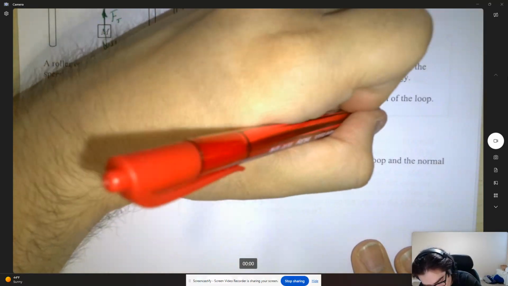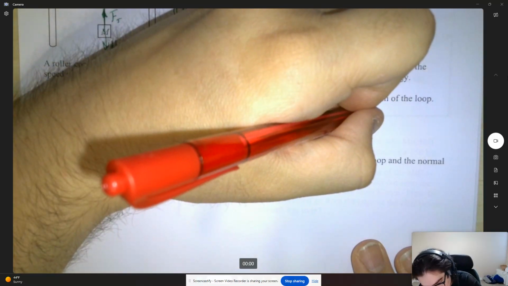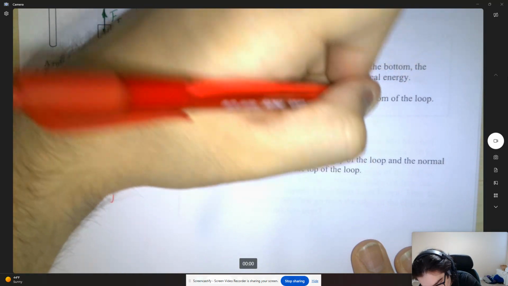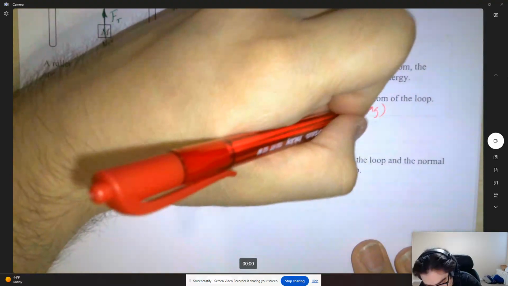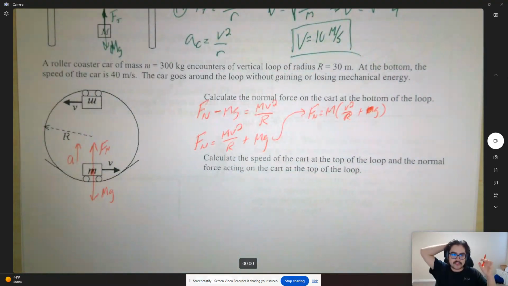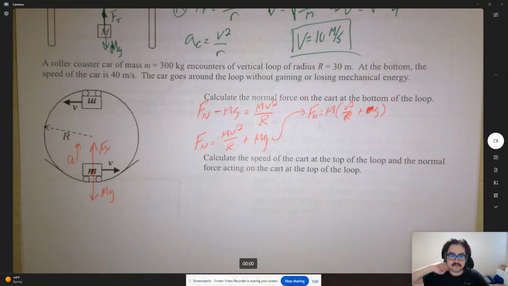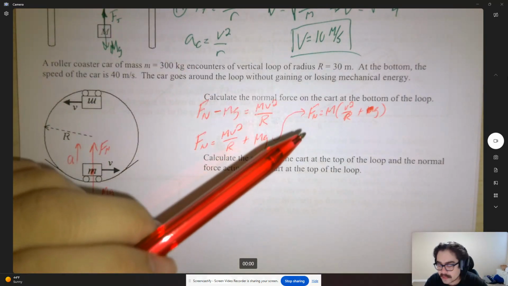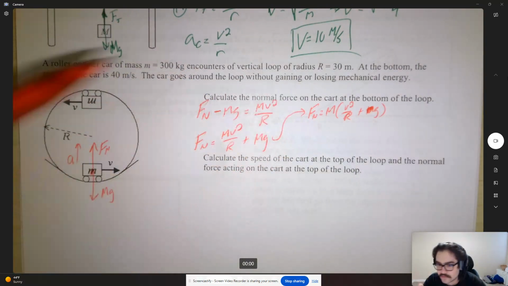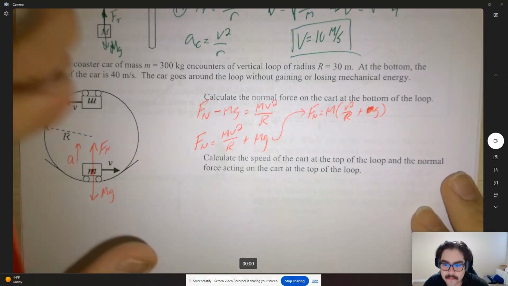Plus mg. Oh, not mg. Sorry, I had an astounding realization. I have to go fix something after I finish with this. Maybe I already fixed it. I don't know. I'm sorry. I don't know why I'm thinking of it right now.